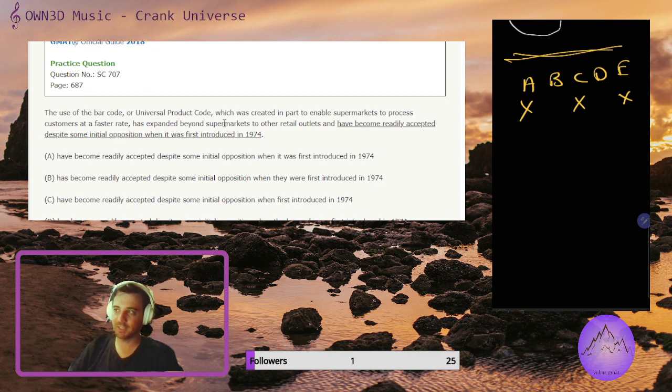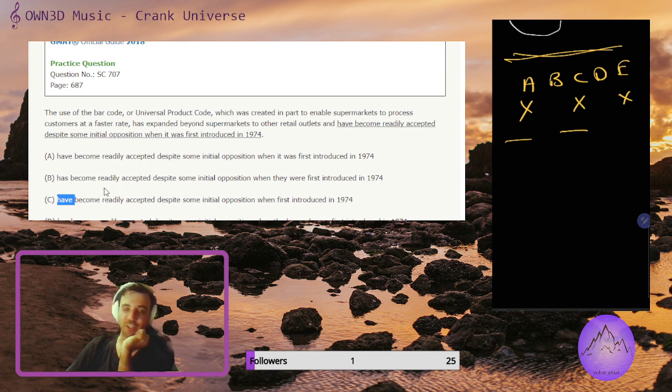It was originally at supermarkets, and it's now into other retail. But the sentence boils down to: the use has expanded. And they want to say it is readily accepted, even though it had opposition when it first started. So, going back to that idea of parallelism, it can't be "have", and that was the first thing I ruled out. So you can see I ruled out A and C because it can't be "have".